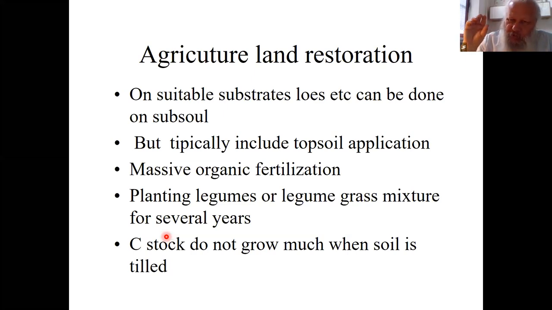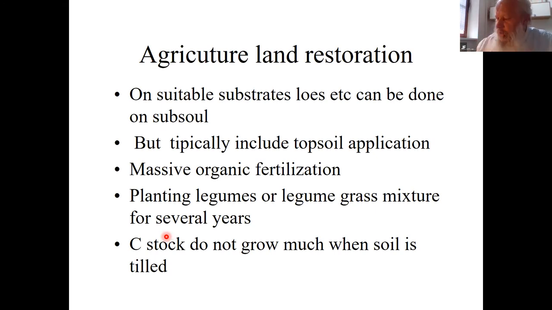So if you want to restore agriculture land, you typically can do it on subsoil if you have some other suitable substrate, but typically it includes topsoil application. After topsoil, you usually use massive organic fertilization, and then you plant legumes or grass-legume mixture to allow carbon stock build-up and to allow soil to recover.